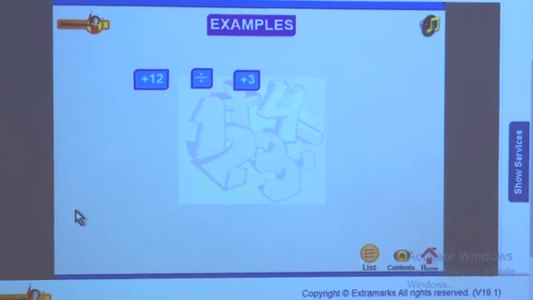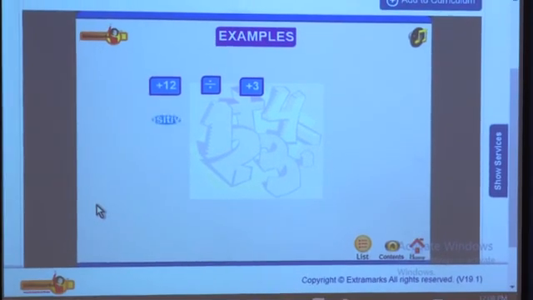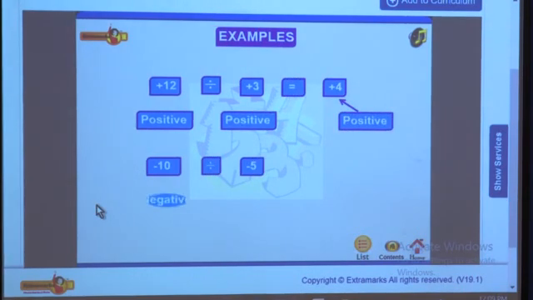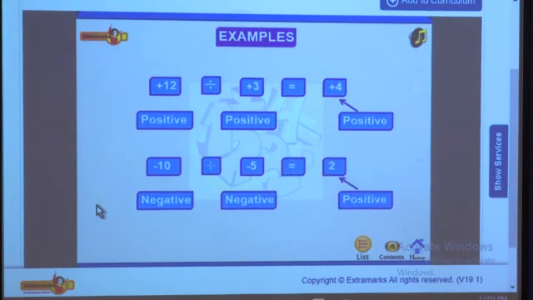Let us have some examples. Here, positive 12 is divided by positive 3. We get positive 4. Similarly, on dividing negative 10 by negative 5, we get positive 2.